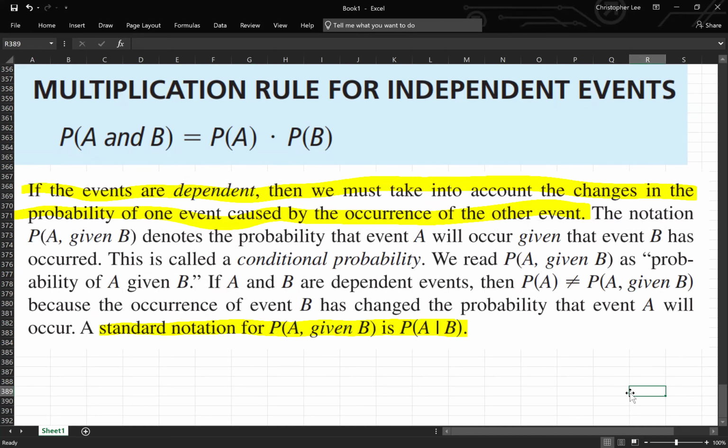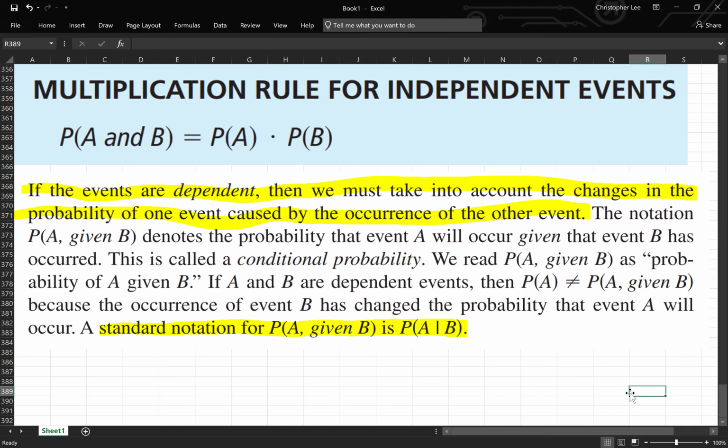I'm building it up. So if the events are dependent, then we must take into account the changes in the probability of one event caused by the occurrence of the other event. This is the type of question you will get on your final, a dependent question. The notation probability of A given B denotes the probability that event A will occur given that event B has occurred. This is called a conditional probability. If A and B are dependent events, then the probability of A does not equal the probability of A given B, because the occurrence of event B has changed the probability that event A will occur.